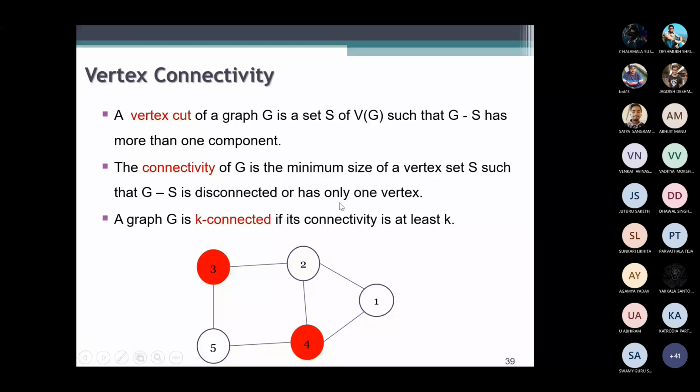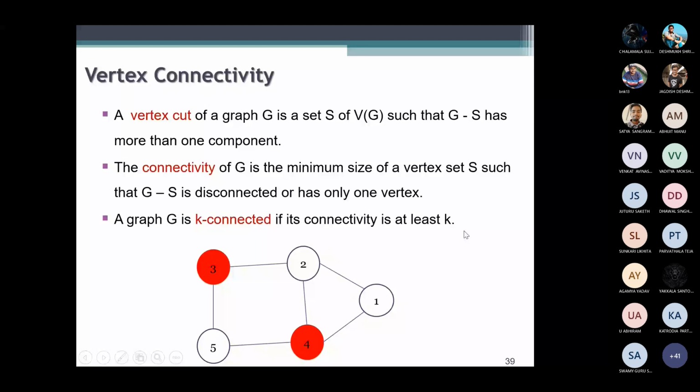So what will happen is that if it is a Kn, that is a complete graph of n vertices, then its connectivity is n minus 1, because deletion of n minus 1 vertices leaves the graph with a single vertex. A graph is called K connected if its connectivity is at least K. Okay, we will discuss this connectivity in greater detail in some later chapters.